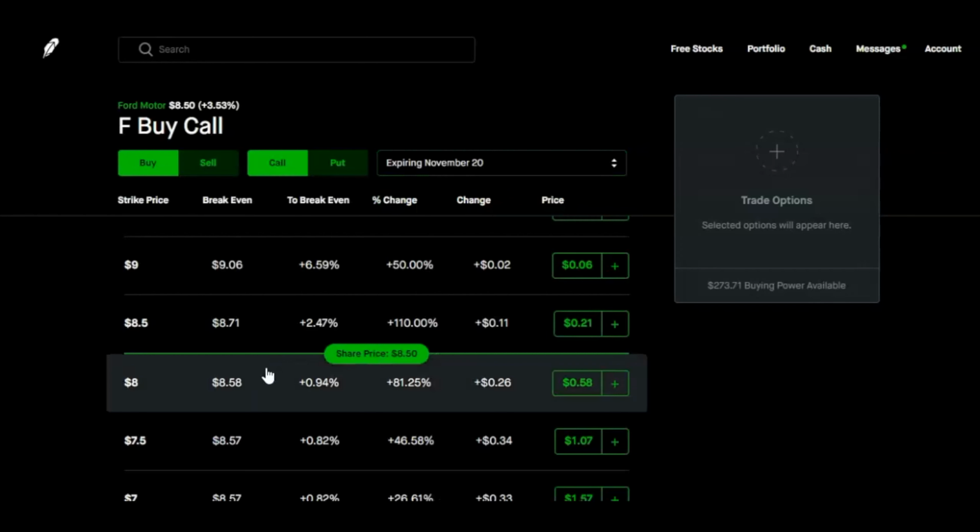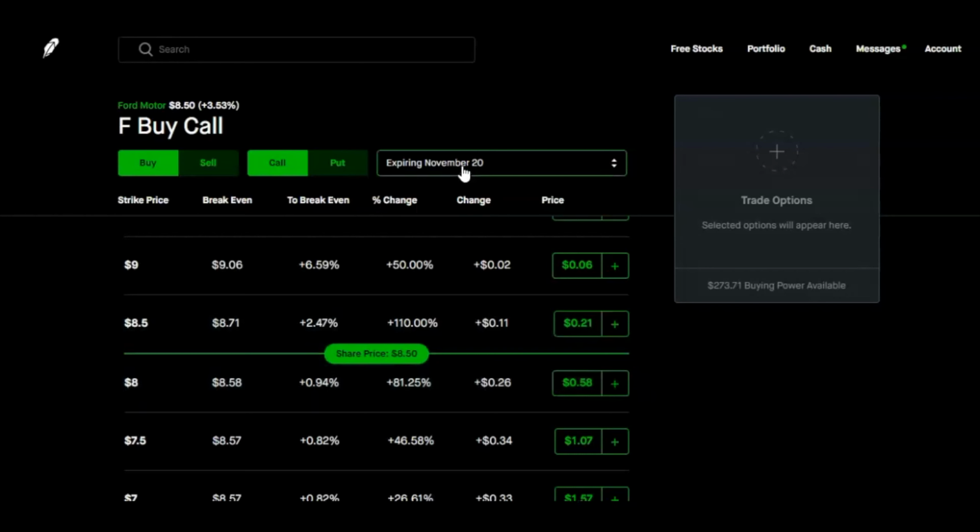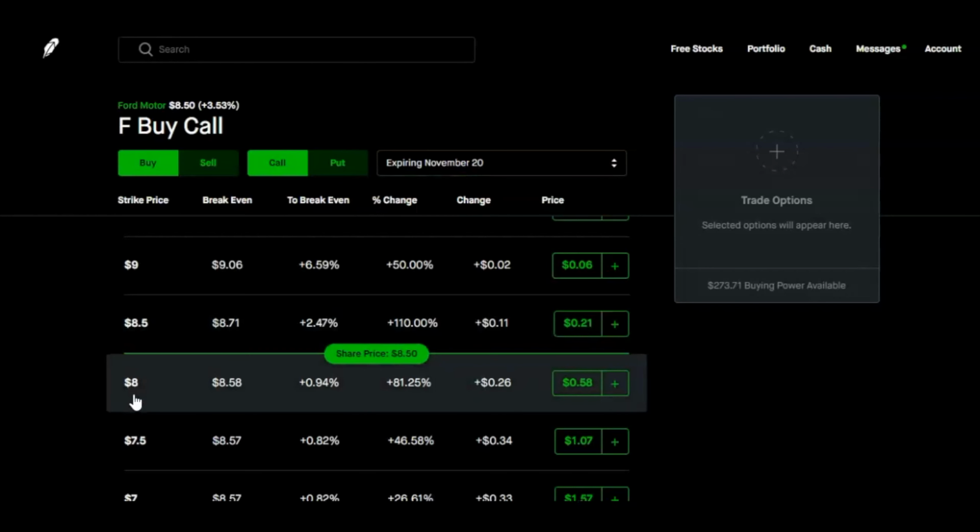So let's say I'm pretty sure that Ford stock is going to close above $8 before November 20th. Well, then what this does is by buying this option, it's 58 cents. One contract represents 100 shares. So that's a round lot. So what this means is that if I were to exercise this contract, it would allow me to buy 100 shares of Ford stock at $8.